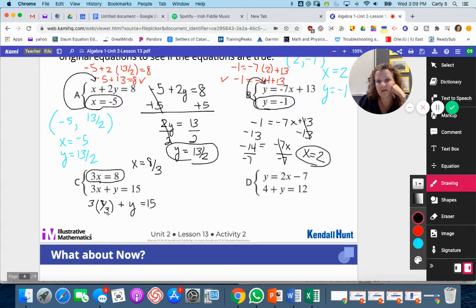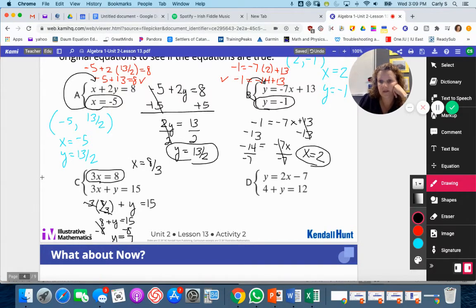Okay, so here the 3's cancel. I have 8 plus y equals 15. Subtract 8 from both sides. I have y equals 7.